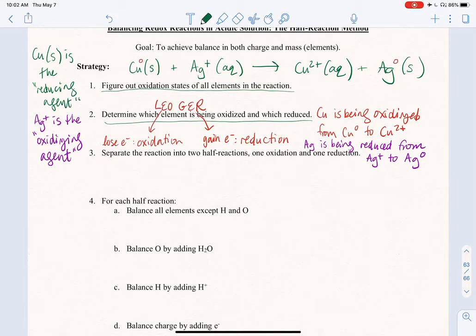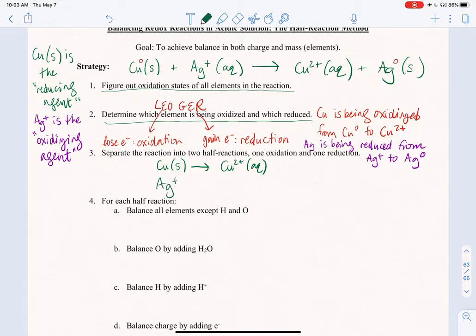Just to sum that up, the species that becomes oxidized is the reducing agent. The species that becomes reduced is the oxidizing agent. That's going to be true for any reaction. So we've done steps 1 and 2. We figured out the oxidation states. We determined which element is being oxidized and which element is being reduced. Now, step 3, you want to separate the reaction into 2 half reactions, 1 oxidation and 1 reduction. This is an easy one to do because I just need to take the copper and separate it from the silver.